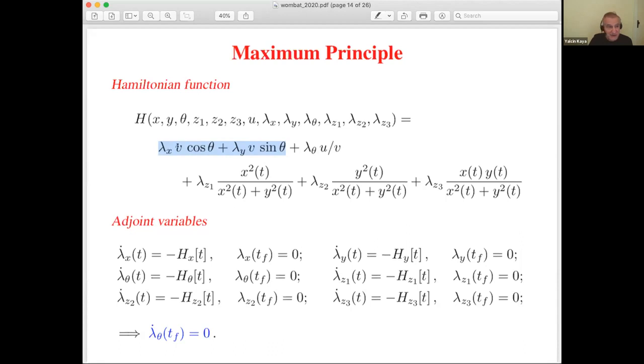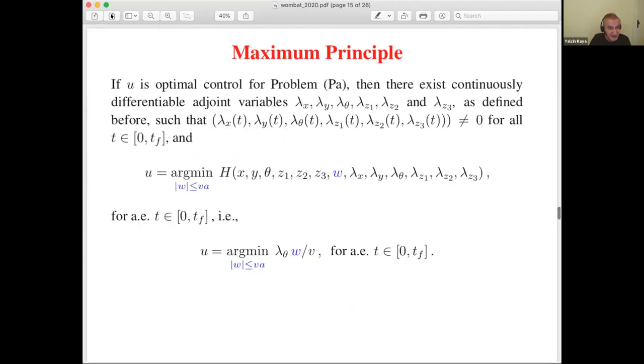But then at the end point, lambda x and lambda y, because of the transversality conditions, are 0 because the state variables are not specified at the terminal point. That's the reason why they are 0. So not only lambda theta, but its derivative is also equal to 0 at the endpoint. I'm emphasizing this because it's going to be important in checking the optimality conditions when we discuss the numerical solutions later on.